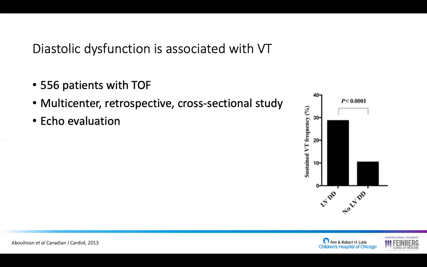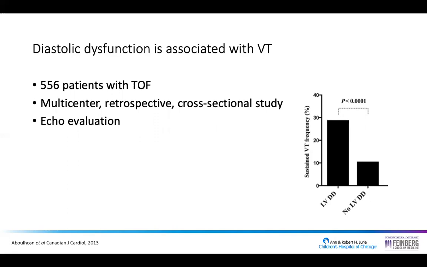Diastolic dysfunction is associated with VT. So this is that diastolic dysfunction that I told you about, in that diagram I've shown you a couple times. This is data from 2013 where they looked at 556 patients with tetralogy of Fallot. This was a multi-center retrospective cross-sectional study with echo evaluation. And as you can see, the sustained VT frequency between left ventricular diastolic dysfunction and no left ventricular diastolic dysfunction was different. That was about 10% versus about 30%.